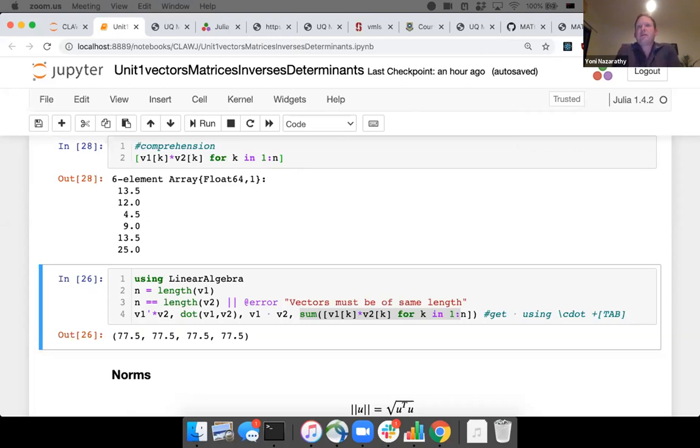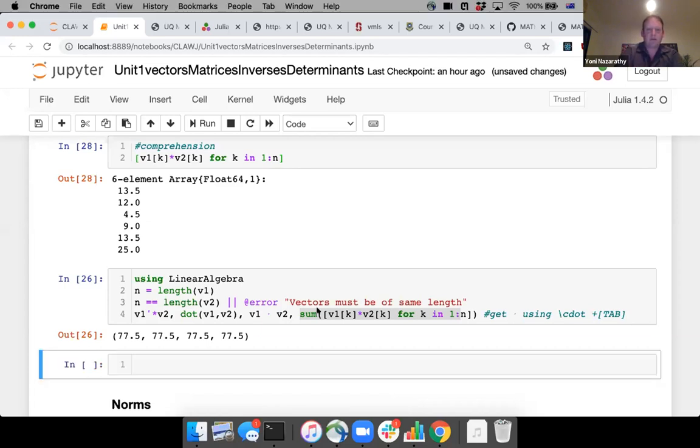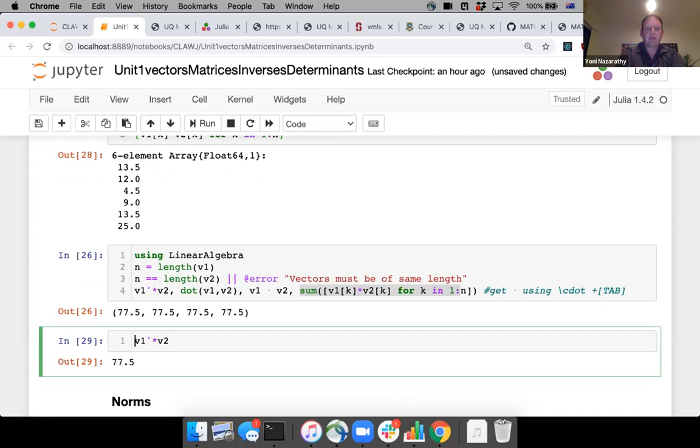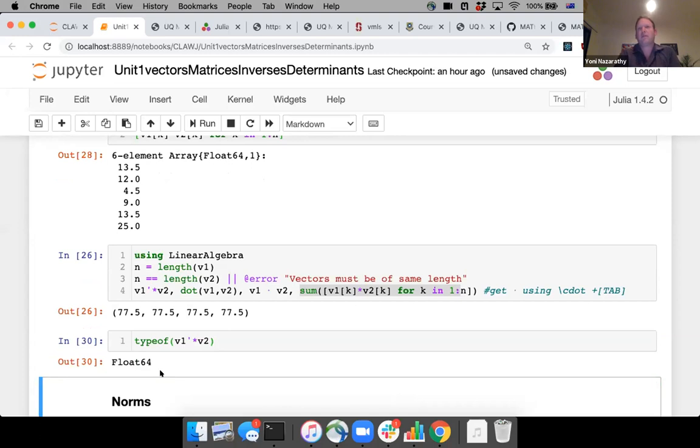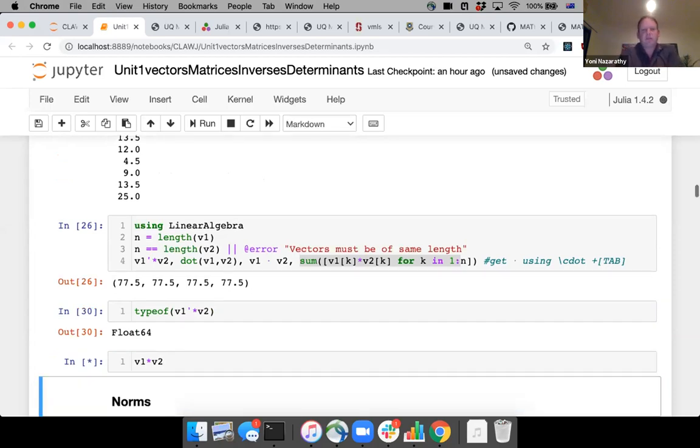There was a question: is the result of v1 times v2 a float or an array? And then you corrected it to v1 transpose times v2. It's a float, I believe. Let's see, v1 transpose times v2. I can check the type, but it's a float. So it knew to make it a float. Now, you had a typo in your question, but it wasn't bad. You said, what about v1 times v2? Can we just multiply two vectors? No, there's no operation for multiplying two vectors.